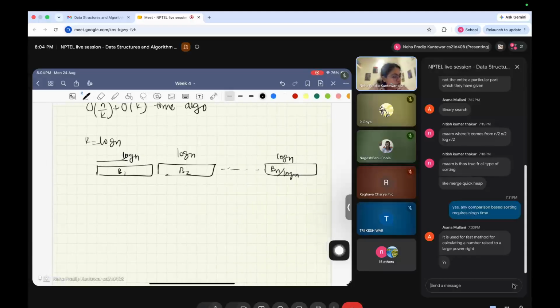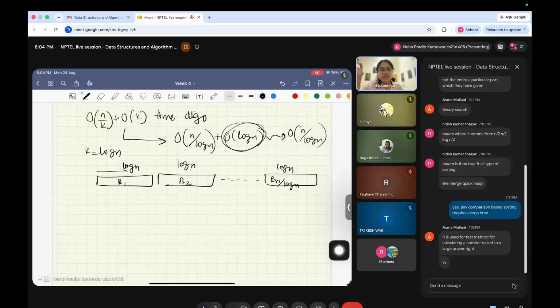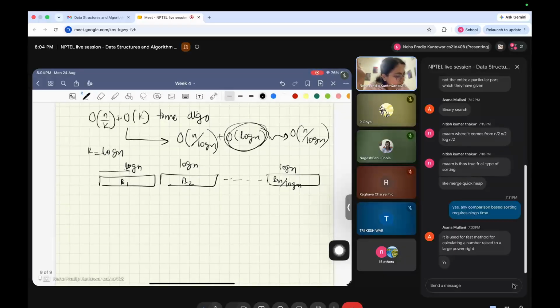Okay, so what does this come out to be? This will be n by log n plus order log n. But still the dominating term is n by log n. So where is this log n thing coming from? It's coming because if L were here and R were here, then I'm going to do a linear search here and a linear search here.